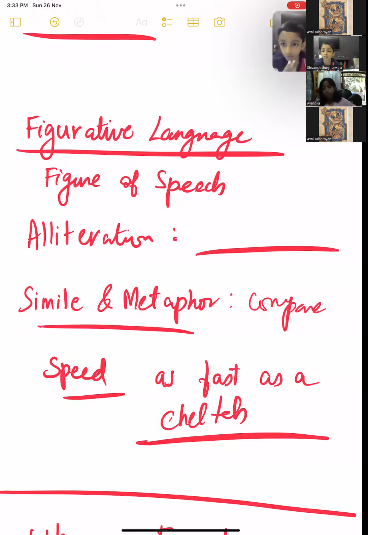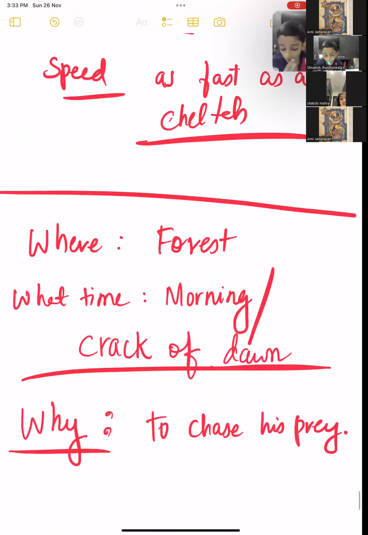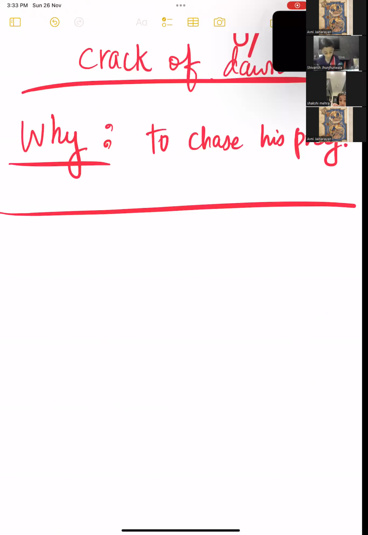Yes, Shivansh. Ma'am, the ferocious tiger was running as fast as a cheetah at crack of dawn to catch his prey. Okay, I want to structure it correctly. Shivansh, very well done. Let me correct Shivansh's sentence and then Sakshi, I will listen to yours.